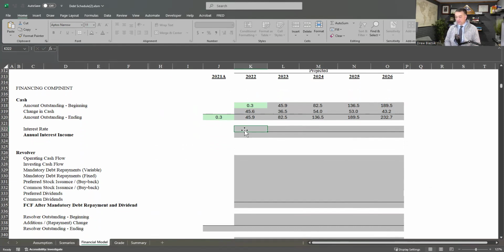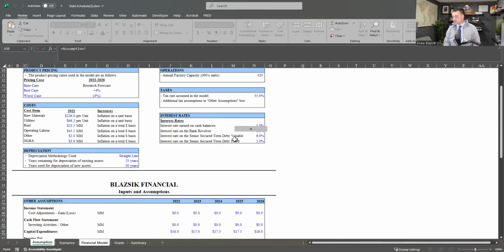I'm going to put that into the bank and we're going to make some money. So first thing we want to do is find out what is the interest we earn per year. So I'm going to say equals. That's going to be in the assumptions page, and that's one of the assumptions in the case study. That's going to be the interest earned on cash.